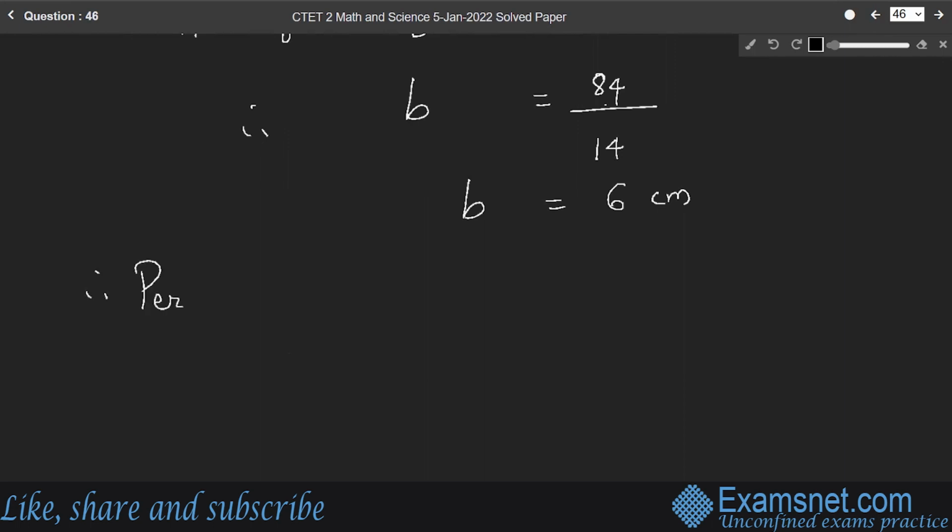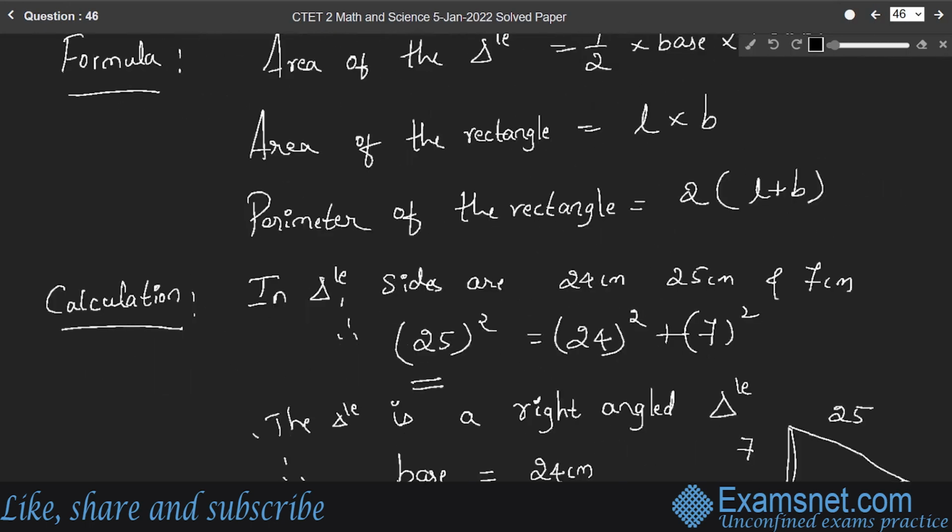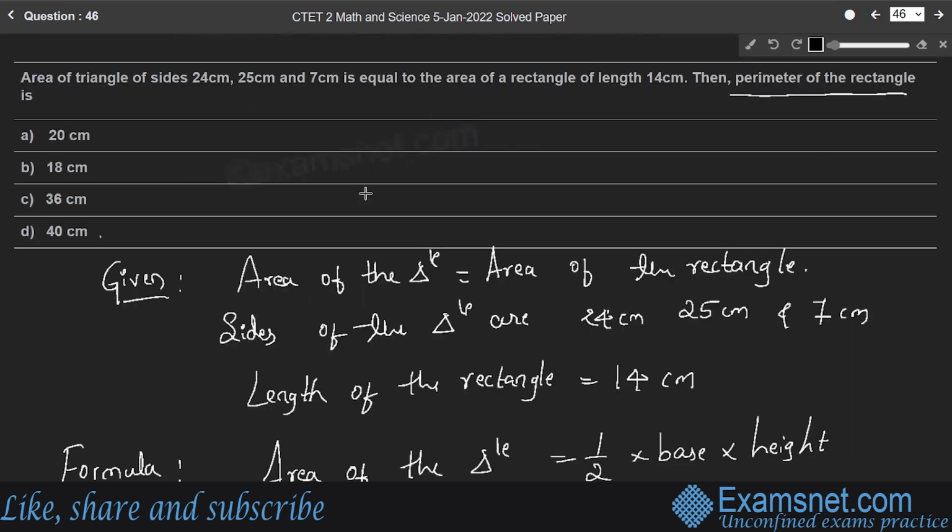Therefore, perimeter of the rectangle is equal to, by formula, 2 times (L plus B), that is 2 into (14 plus 6), 20 into 2, 40 centimeter. Therefore, the correct answer is option D, 40 centimeter.